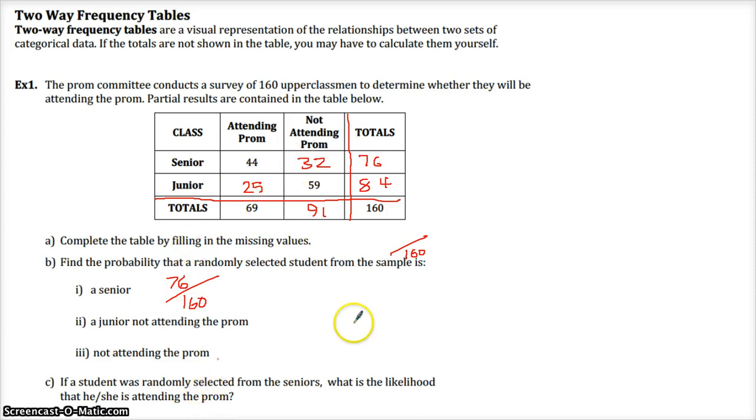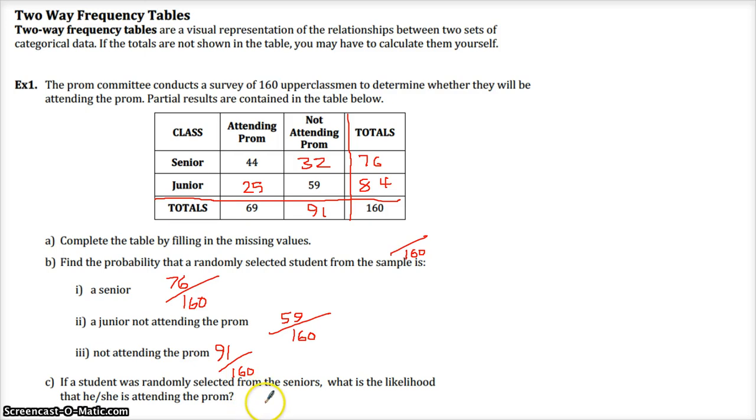It arms us with all the information we need for the answers. Out of everybody, how many of those people are juniors who are not attending? Juniors not attending is 59. That's a nice little intersection. Not attending in general, out of the 160, not attending in general is 91.